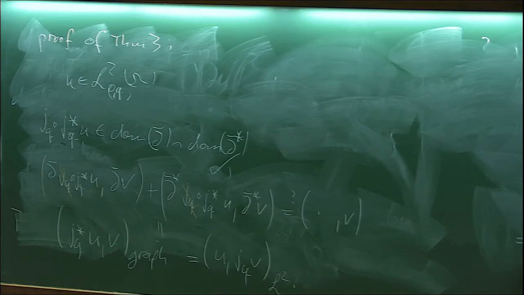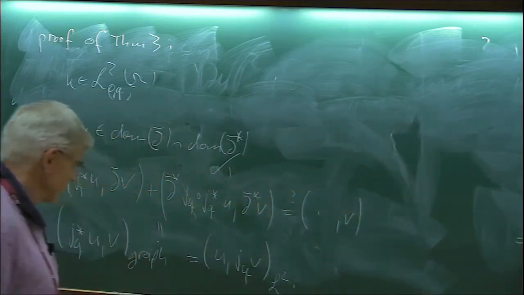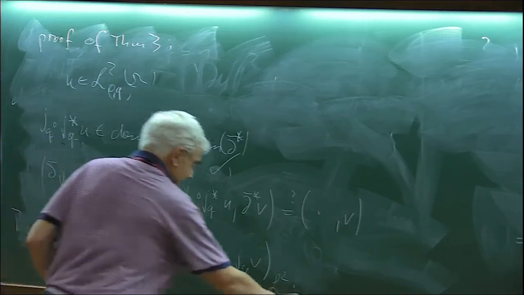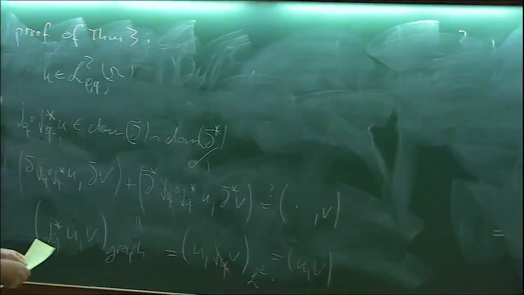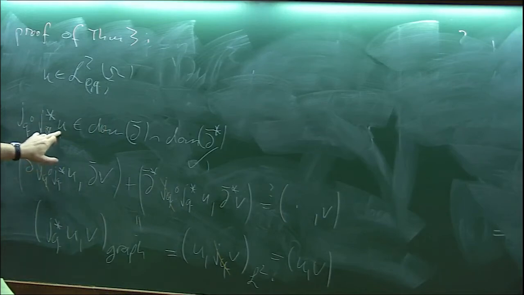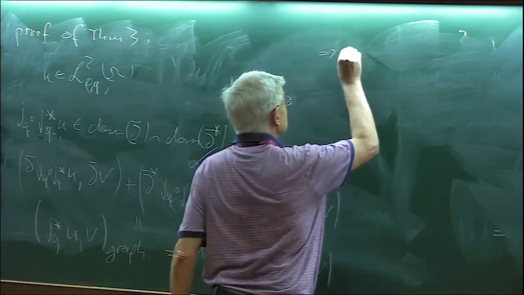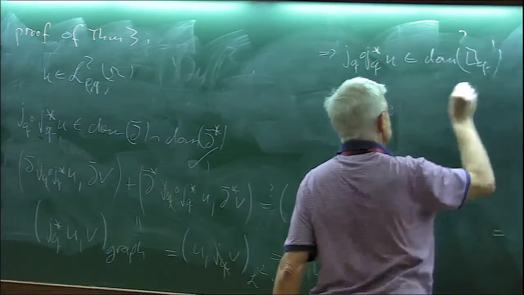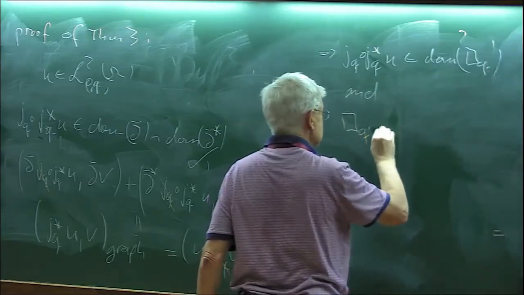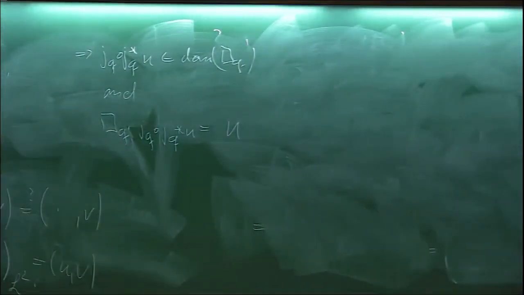It is. I know this is something I figured out many years ago, and it was a surprise at first, but it's okay. It works. It's all good. But now I can do the same thing again. This inner product is just UV. So now we have what we want here. So now this tells us that JQ star U is in the domain of box, and box is equal to this. Okay.